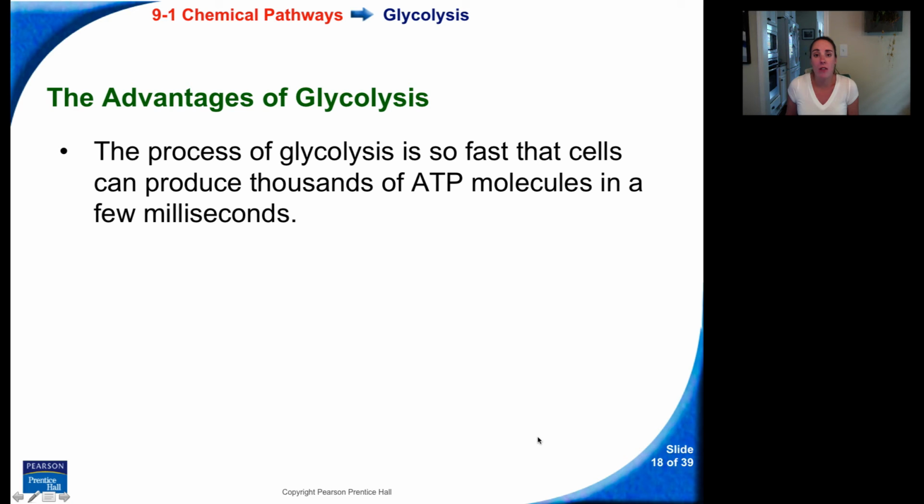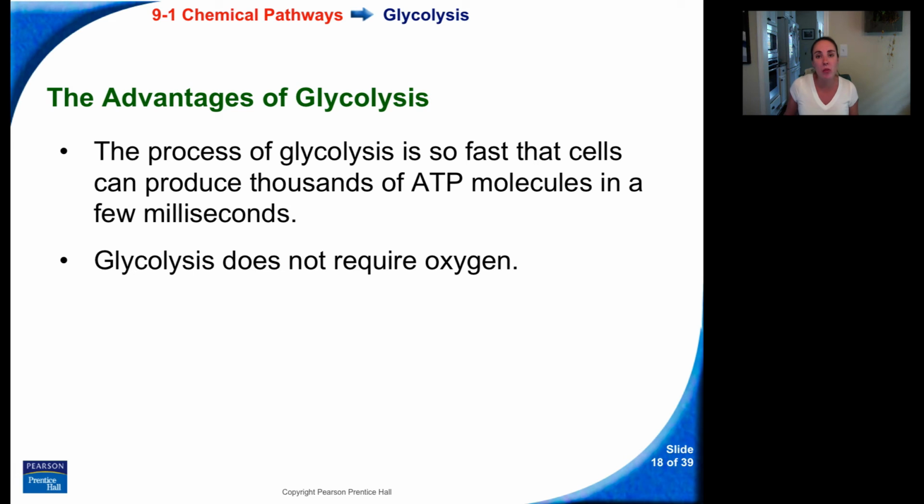So the advantage of glycolysis, you guys use glycolysis all the time. The process of glycolysis is so fast that cells can produce thousands of ATP molecules in a few milliseconds. And it doesn't require oxygen to happen. So you've heard of aerobic and anaerobic exercise. If you're doing weight training or you're holding a plank, that's anaerobic. That means basically your muscles are just performing glycolysis. They're not using oxygen. They're just going through glycolysis because it's fast.